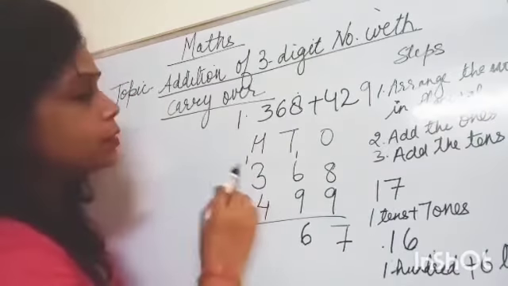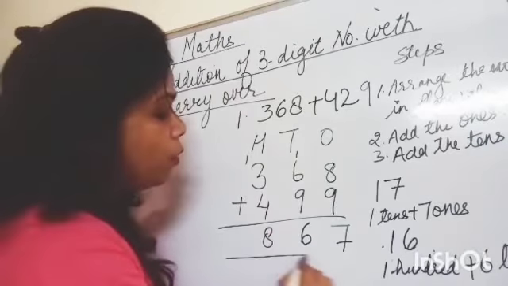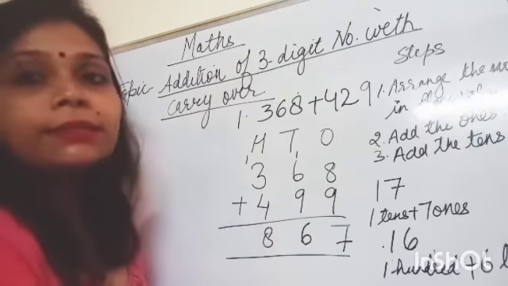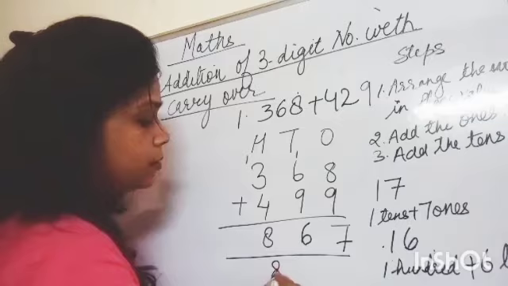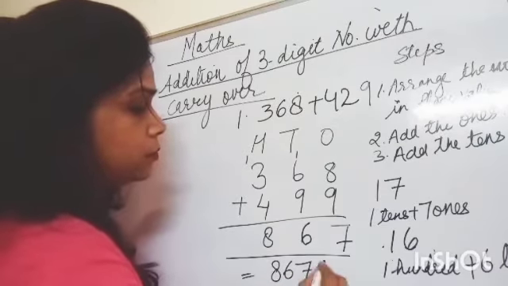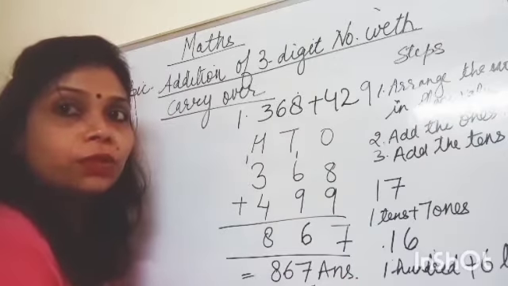What will we get? 3 plus 1 is 4, 4 and 4 is 8. So the sum of 368 and 429 is 867. This is your answer. I hope, students, you have understood the topic.